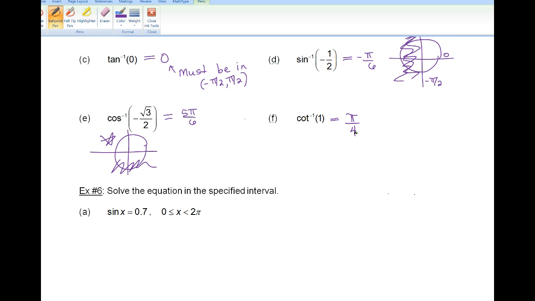Remember, tangent is the ratio of sine over cosine, and cotangent is the ratio of cosine over sine. So if it's equal to 1, we're basically saying where is sine and cosine equal to each other? At 45-degree angles, right? So what if I change that answer to a -1? Well, it would still be a 45-degree angle or a pi over 4. It would just be in a different quadrant.